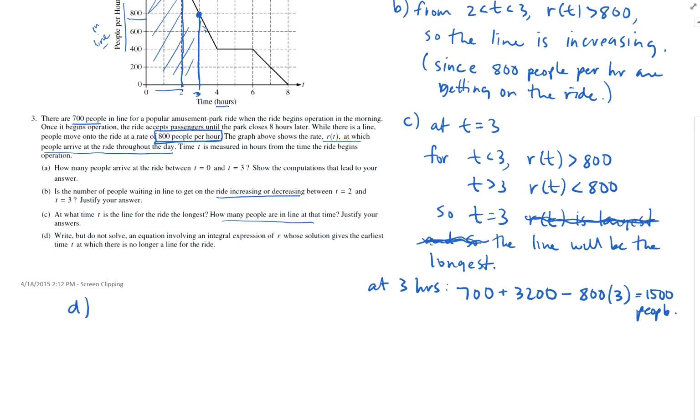All right, and then D, last one. Write but do not solve an equation involving an integral expression for r whose solution gives the earliest time t at which there is no longer a line for the ride. So I don't want a line for the ride. So what has to happen?